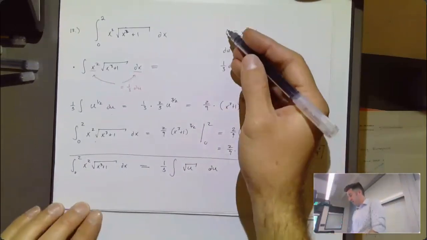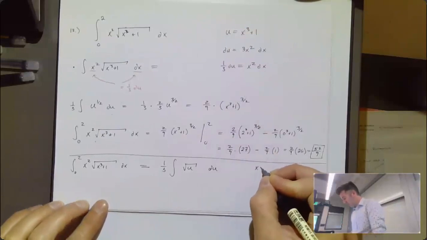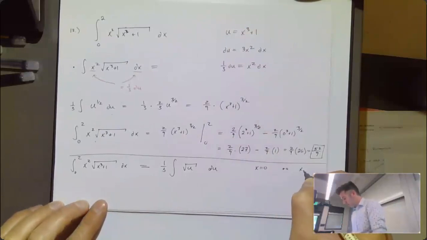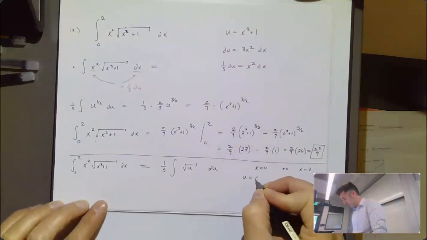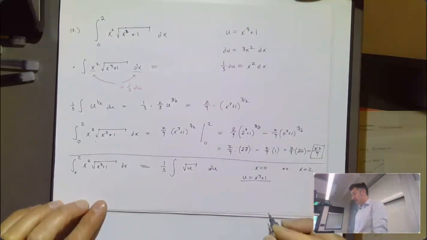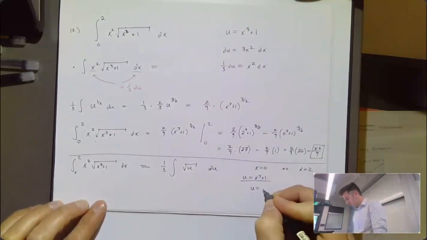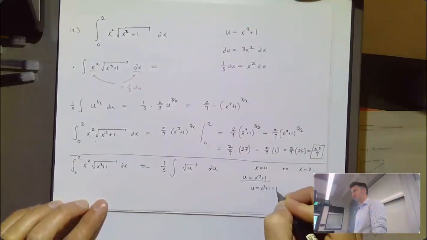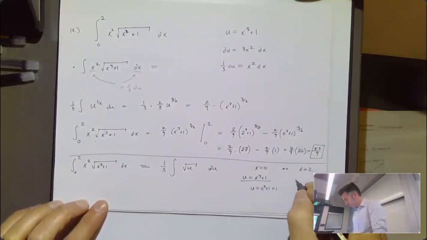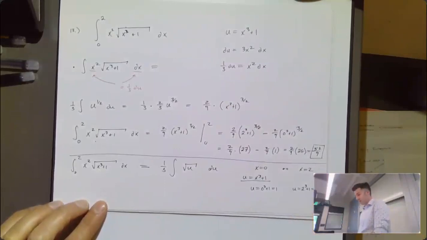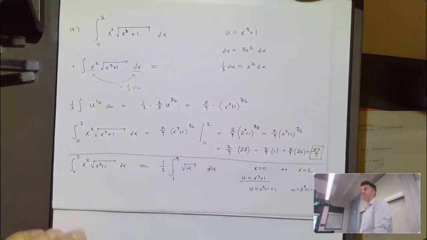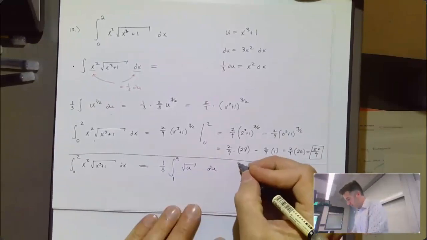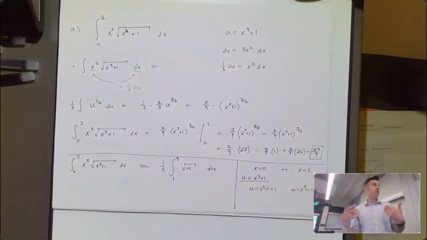So in the previous problem, my limits of integration were x equals 0 to x equals 2. Well, if we're making the choice that u is equal to x cubed plus 1, then if x equals 0, u is going to equal 0 cubed plus 1, just 1. And if x equals 2, u is going to equal 2 cubed plus 1, which is 9. So I'm going to actually change the limits of integration to be from 1 to 9. Now, if you do that this way, which I tend to prefer, you don't change back.